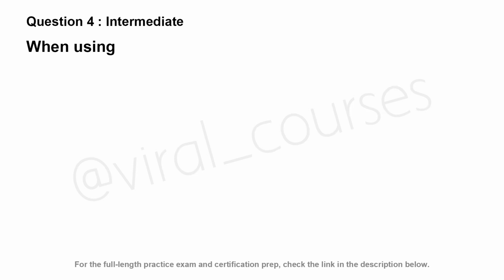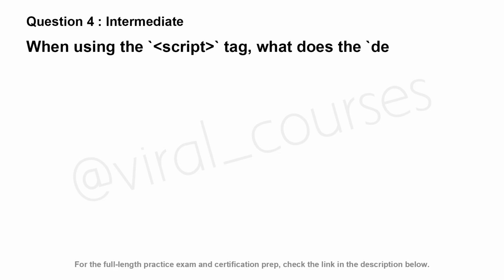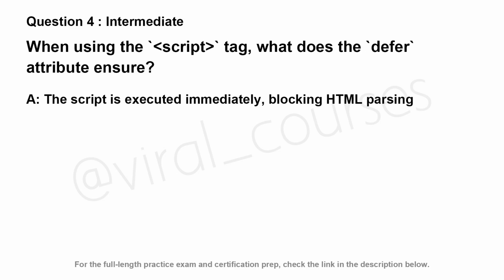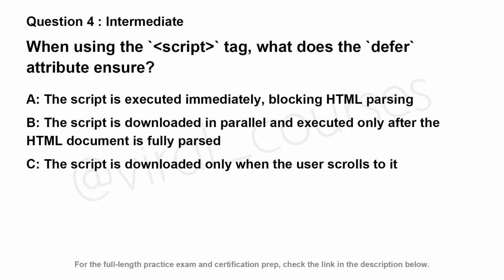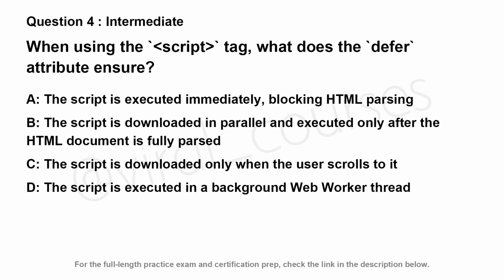When using the <script> tag, what does the defer attribute ensure? Option A. The script is executed immediately, blocking HTML parsing. Option B. The script is downloaded in parallel and executed only after the HTML document is fully parsed. Option C. The script is downloaded only when the user scrolls to it. Option D. The script is executed in a background web worker thread.